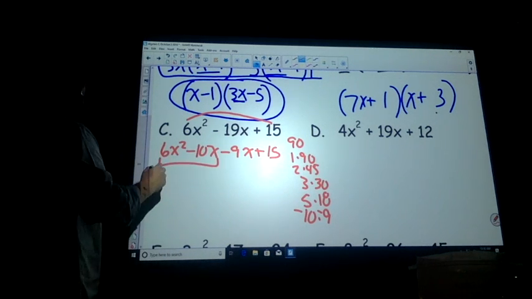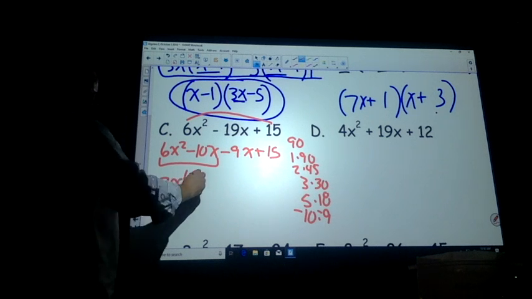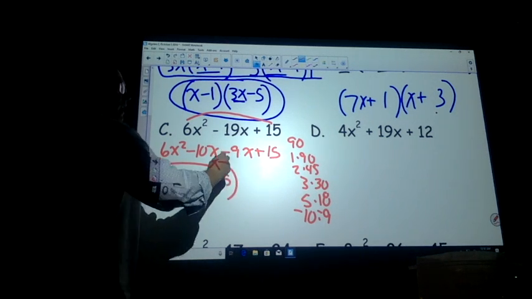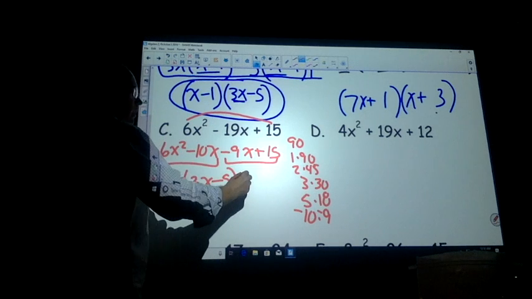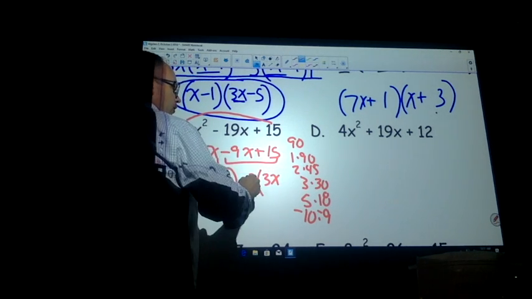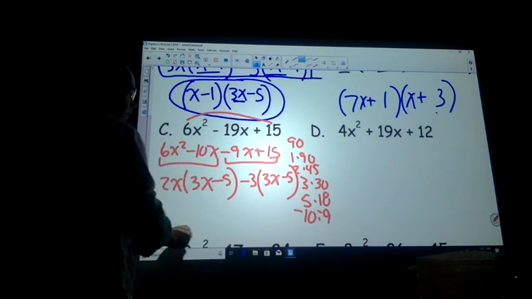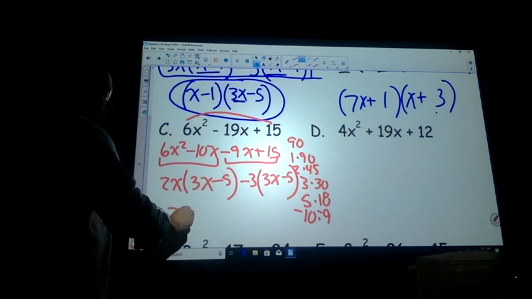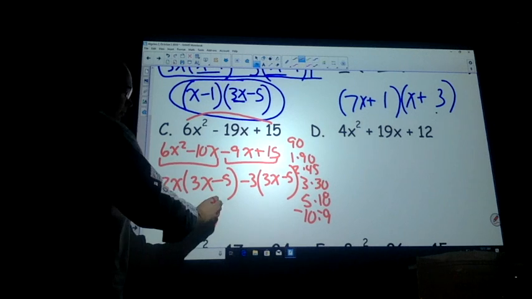so I factor out, looks like on that one I could factor out a 2x, and that leaves me 3x minus 5. I can factor out, remember that sign has to come down, a 3, and that gives me a 3x, and it's a negative because I factor a negative 3 out. And so then your answer is 3x minus 5 and 2x minus 3.